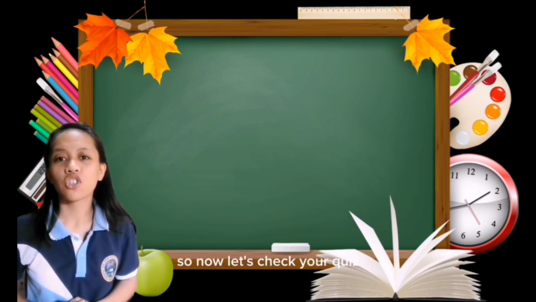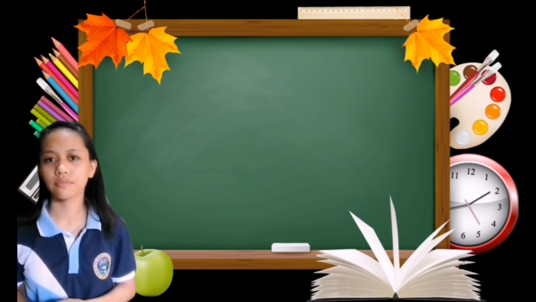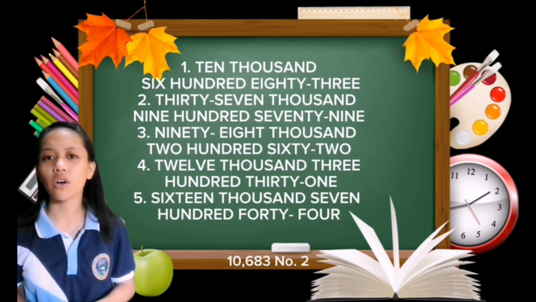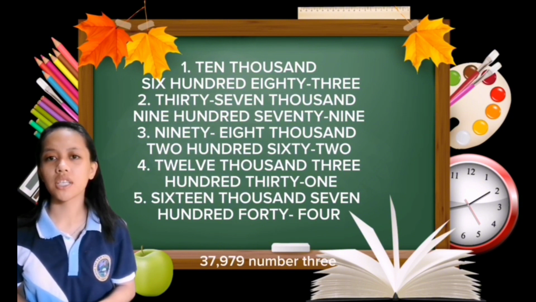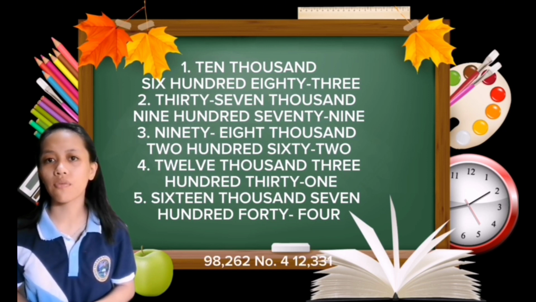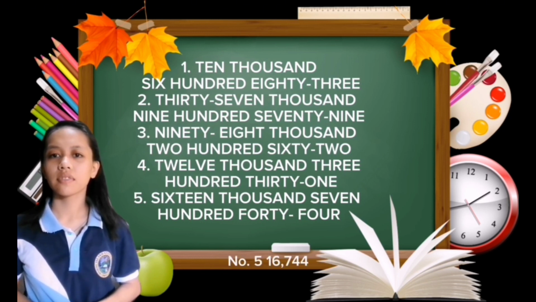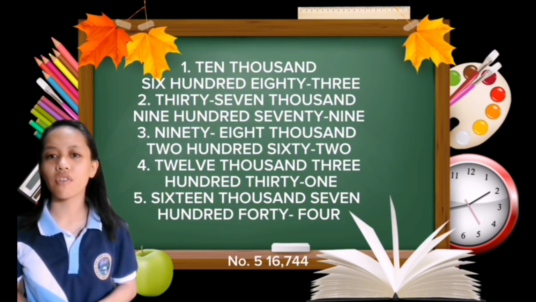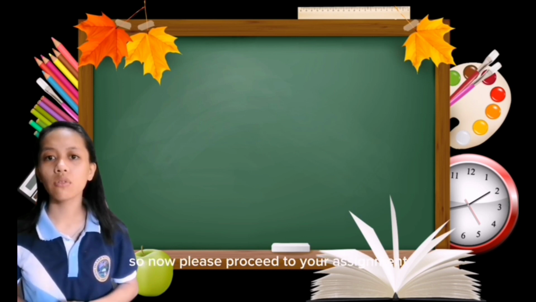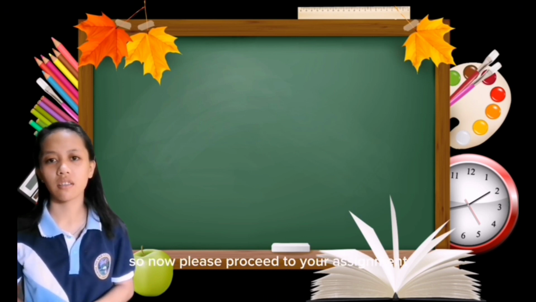So now let's check your quiz. Number 1. 10,683. Number 2. 37,979. Number 3. 98,262. Number 4. 12,331. Number 5. 16,744. Okay, very good. So now, let's proceed to your assignment.